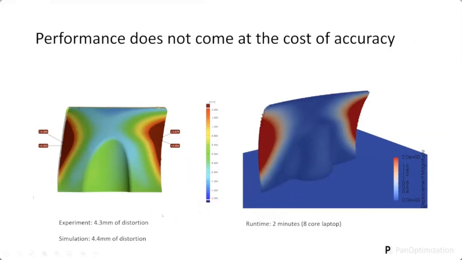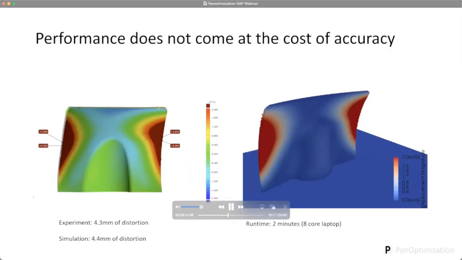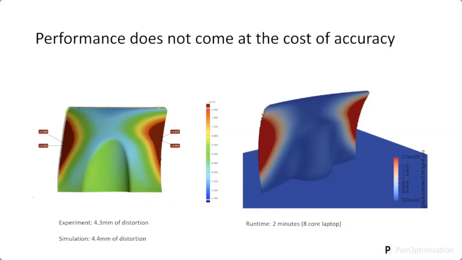So there was a calibration procedure on small test samples, as is typical in the inherent strain approach, and you can get very good agreement with experiment and very fast run times. So this is a 2 millimeter thick wall for scale.